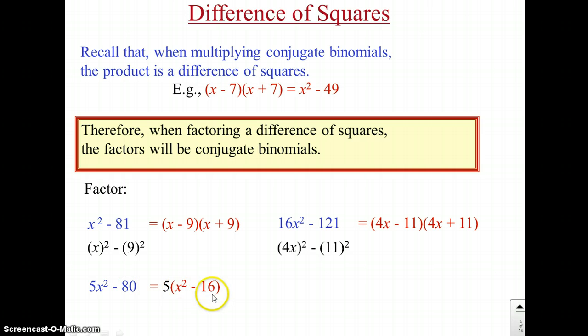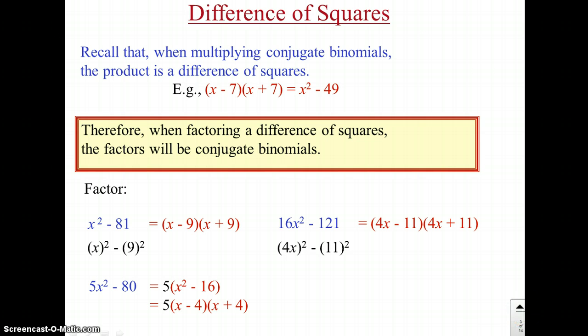Now I look inside the bracket, and I notice that this is a difference of squares. So I look for the square root of x squared, which is x, and the square root of 16, which is 4, and I can factor the inside of the bracket as a difference of squares with conjugate binomials. Don't forget to keep your 5 out front. So the factors would be 5 times x minus 4 times x plus 4. Very nice. Simple difference of squares.